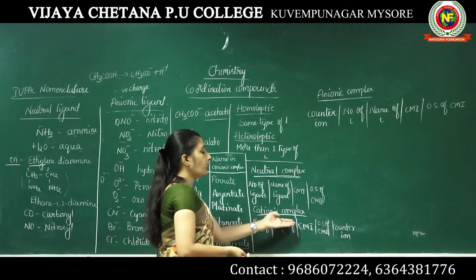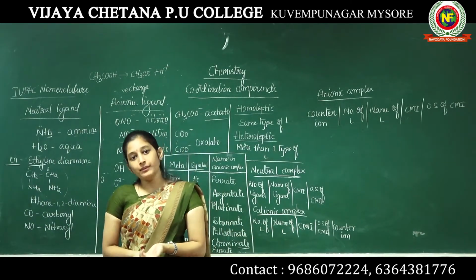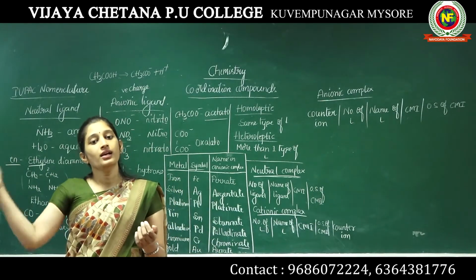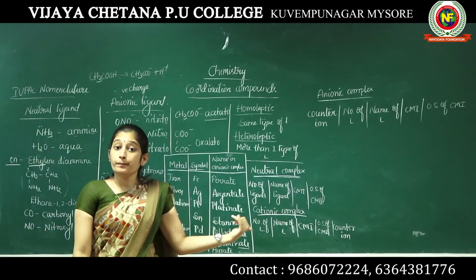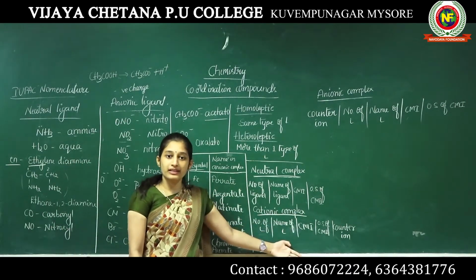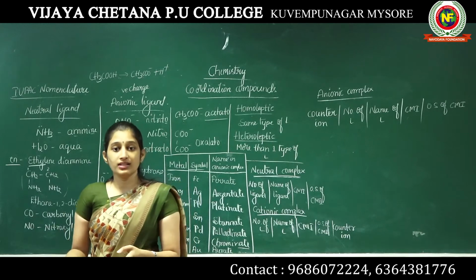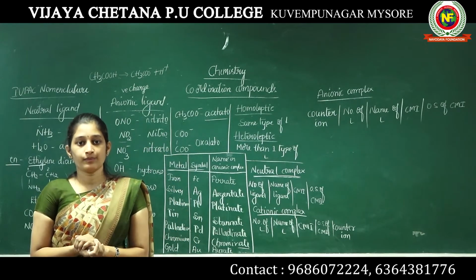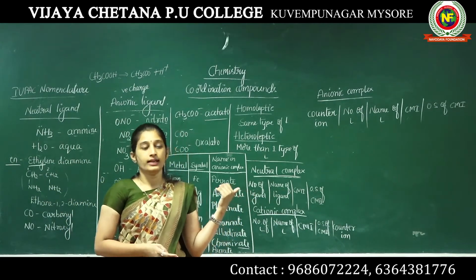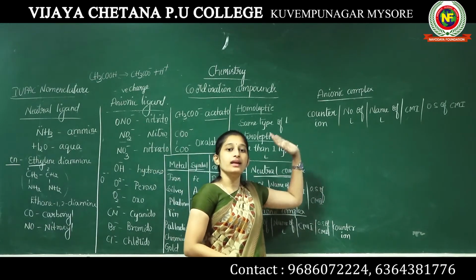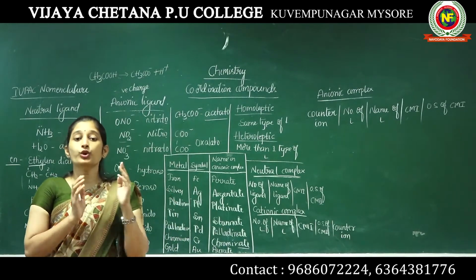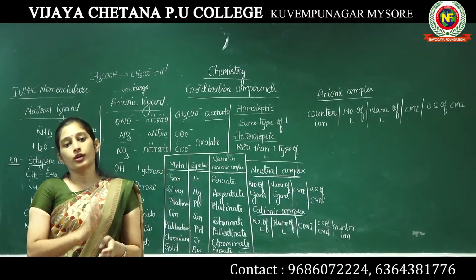Cationic complex means the complex carrying positive charge. In any formula, always the positive charge comes first, later the negative charge. So for a complex carrying positive charge: first the number of ligands, name of the ligand, central metal atom, oxidation state, lastly the counter ion. Anionic complex means the complex carrying negative charge. So first always the counter ion, then the same thing repeats.